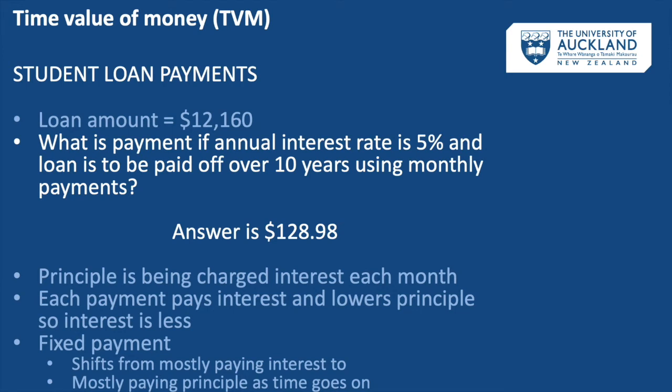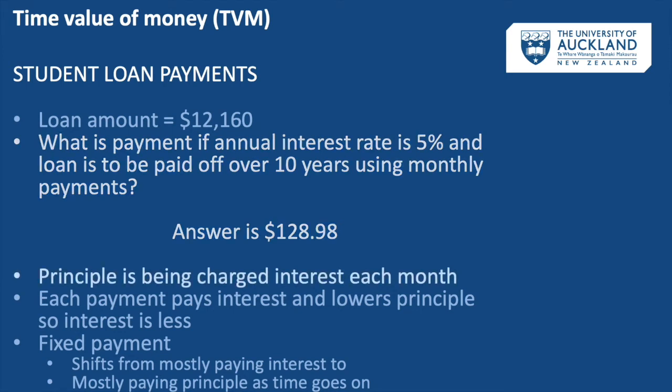So using a 5% interest rate, let's try to determine what the loan payment will be if it's paid off over 10 years of monthly payments. Well, we won't do this by hand, but I will tell you that the loan payment is going to be about $128.98. So a couple of things are happening every time you make a payment on that loan. The principal is being charged an interest rate each month, but each payment you make pays interest and lowers the principal so that the interest is less. You're paying 5% interest on a declining principal amount.